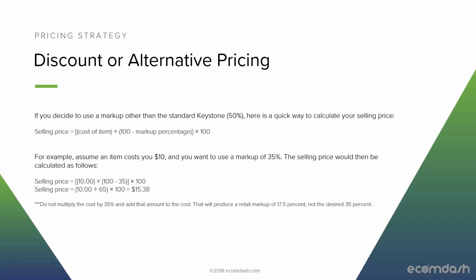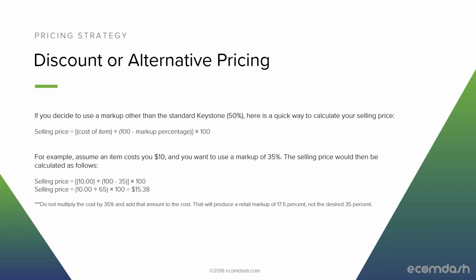So if you decide to mark up something other than just that 50%, let's go over a quick way to calculate your selling price. The selling price equals the cost of your item divided by 100 minus the markup percentage. So if you want to mark it up by 50 or 40 or 20 or 70, you just insert that number there. You have your cost, then you do 100 minus that markup percentage you'd like to put it at, divide your cost by that number, and then multiply it by 100.